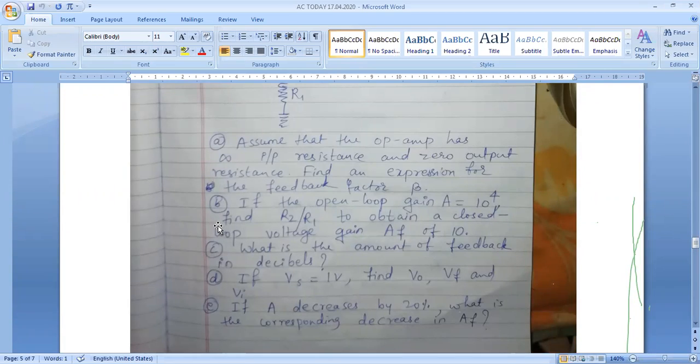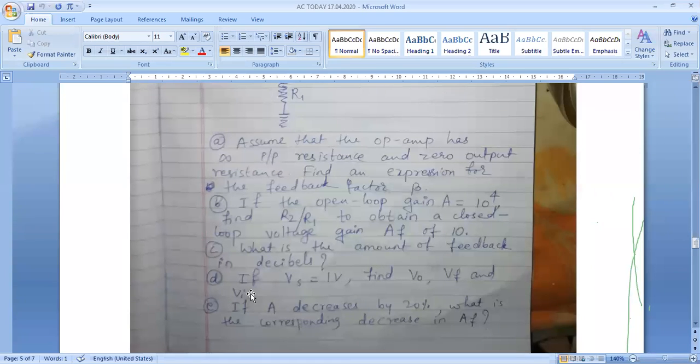Now the second part he has asked is, if the open loop gain A equals 10 raised to 4, find R2 by R1 to obtain a closed loop gain of 10. That is, gain with feedback AF is equal to 10. Part C is, what is the amount of feedback in decibels? Here we have to calculate.